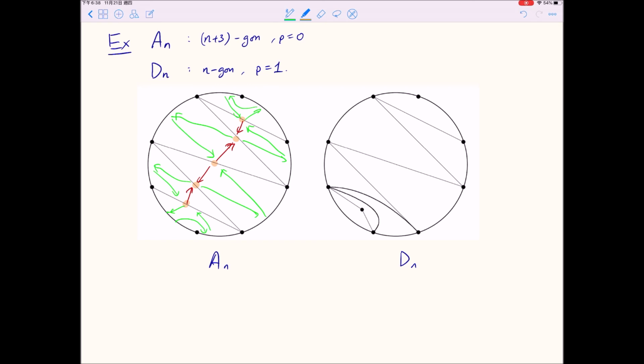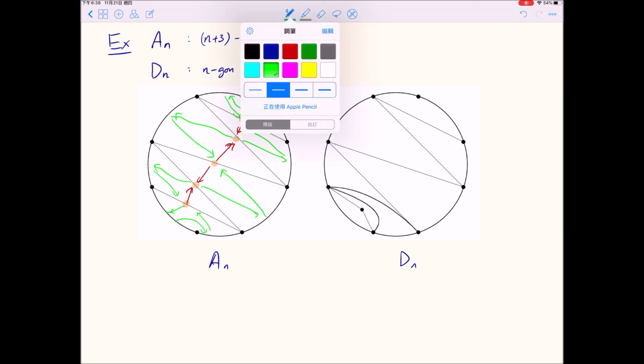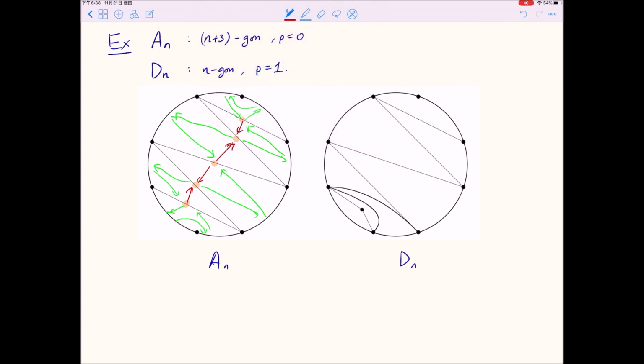Similarly, type D will correspond to an n-gon with one puncture here. Again, if you draw the mutable part, you see that this will be a quiver of type D. You may notice that this is a self-folded case, so these two arrows will cancel, so you don't have this part here.